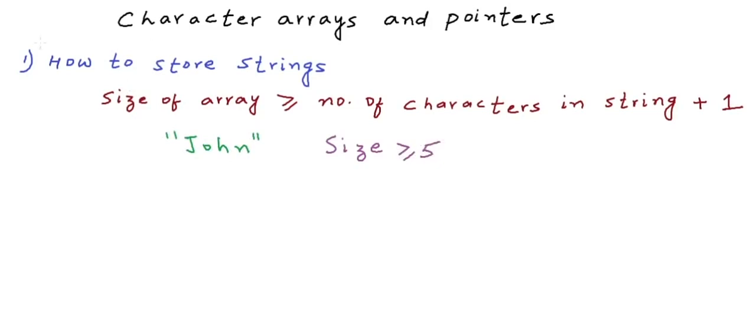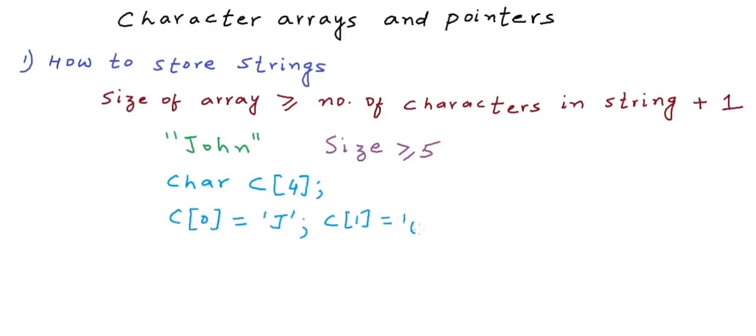Now the obvious question would be, why do we need space for one extra character? Isn't it that if we declare a character array of size 4, we can store all the characters in John? J will go at the 0th index, O will go at the 1st index, H and N will go at 2nd and 3rd index respectively.